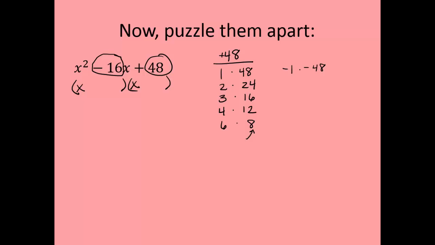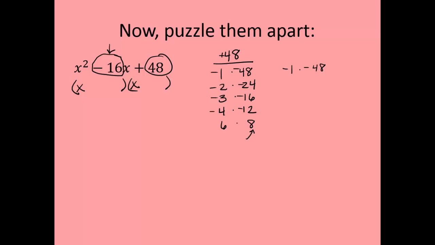Which way are they going to add up to negative 16? Obviously they have to be negative. So now we're truly looking at a sum of two negative numbers. This would be too big. This would be too big, right? 2 plus 24 is 26. That's just too big. 3 and 16 would be 19. That's too big. Getting closer though.